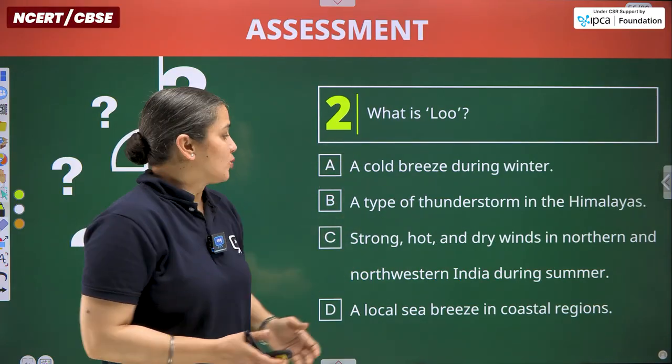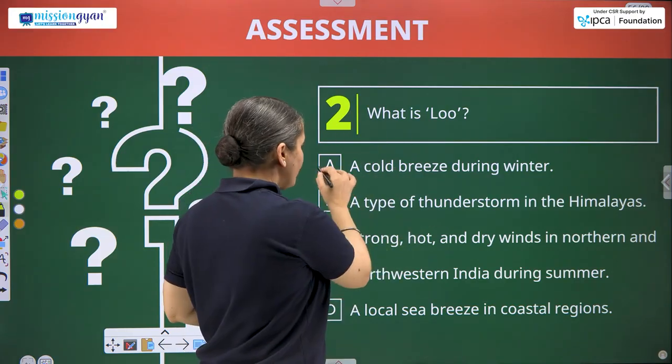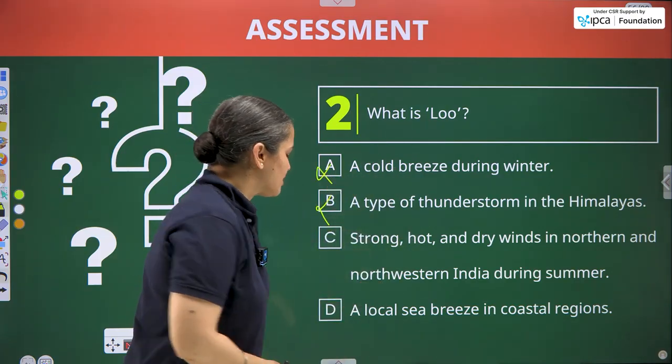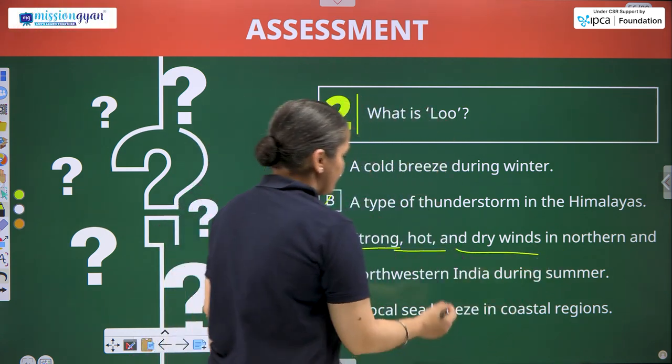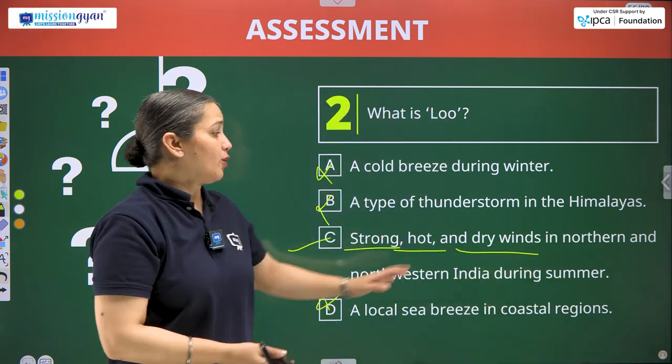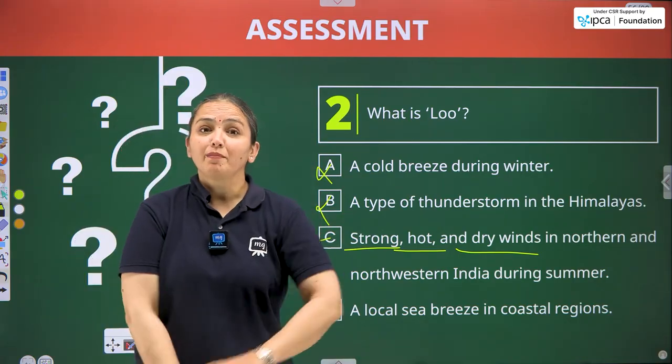Now, what is Loo? Is it a type of thunderstorm? No. A cold breeze? No. A local sea breeze? No. It is a strong, hot and dry wind that blows in the north and northwest region of India, particularly during summers. That was all about this class.